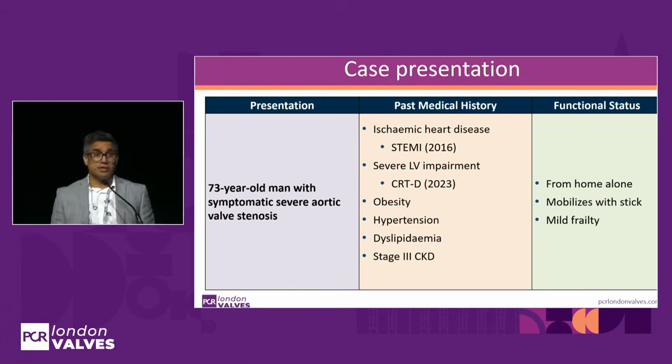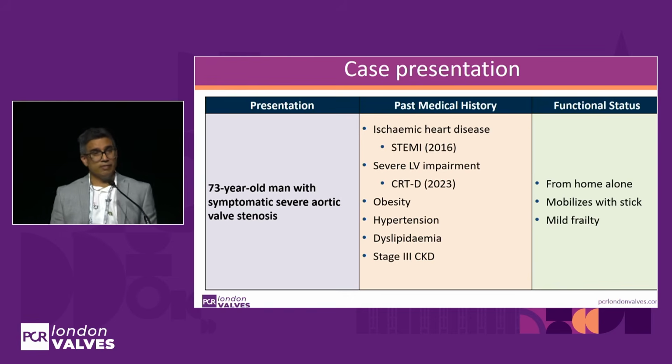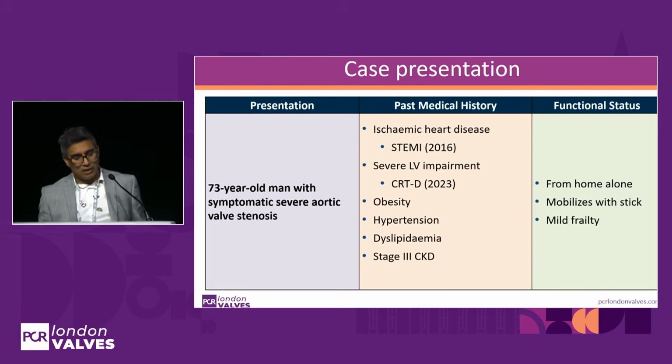The patient that I'm sharing with you today is a 73-year-old man with symptomatic severe aortic valve stenosis. He's comorbid, with known ischemic heart disease. He first came to our centre with an ST elevation myocardial infarction back in 2016. He developed an ischemic cardiomyopathy and had severe left ventricular impairment, which improved after cardiac resynchronization in 2023. He also has some mild chronic kidney disease, hypertension and dyslipidemia. Aside from this, he's from home, mobilises with a stick, and has only very mild frailty. So young, but a little bit comorbid.